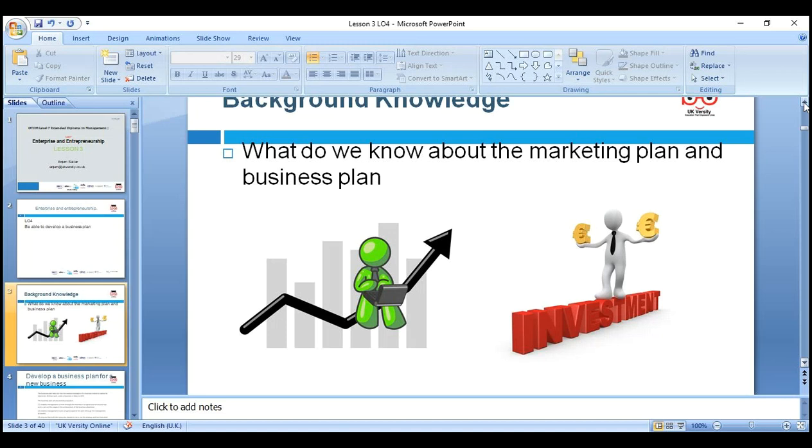Brilliant, well done. The business plan is the overall plan for the business, which covers all elements of the business. The marketing plan can be within a business plan. It can be a production plan, it can be an HR plan. Every overall plan is a business plan, and the marketing plan is just one element of it. The business plan covers the whole business, and the marketing plan is just the marketing activity within the business plan.